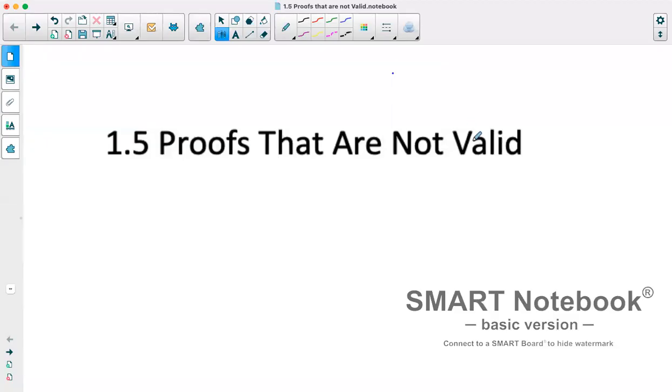Hi, today we're going over section 1.5, which deals with proofs that are not valid. So this is when someone's gone through to show a conjecture works with variables and their proof looks like it makes sense, but there is an error in their proof.